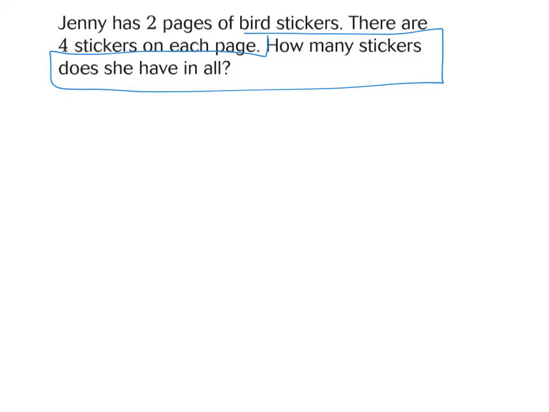So going back, what do we know? Jenny has 2 pages of bird stickers. So let's draw that. If this was her book, and these are her pages, we can see that she has 2 pages.